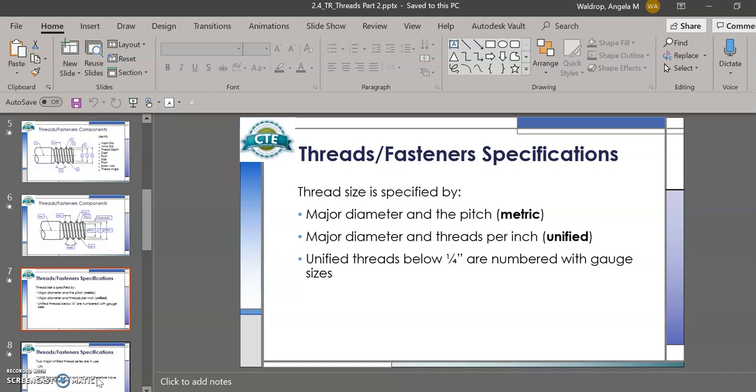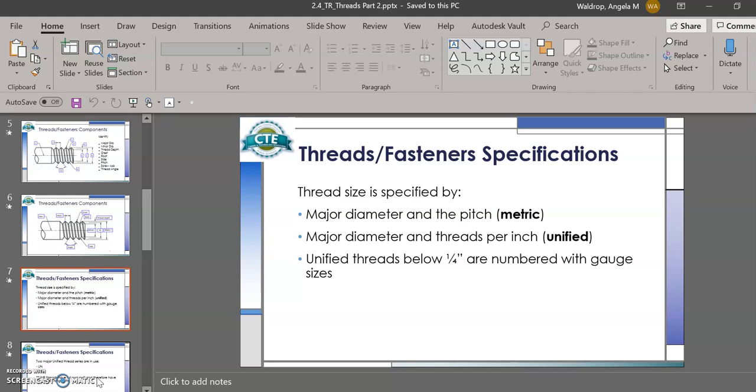This slide here talks about how sizes are noted for threads. For unified threads, or the common threads in the US, they use an outside diameter and the threads per inch. For metric threads, it's different. They use the major diameter and the pitch. Remember, these metric threads will have an M in front of their major diameter.